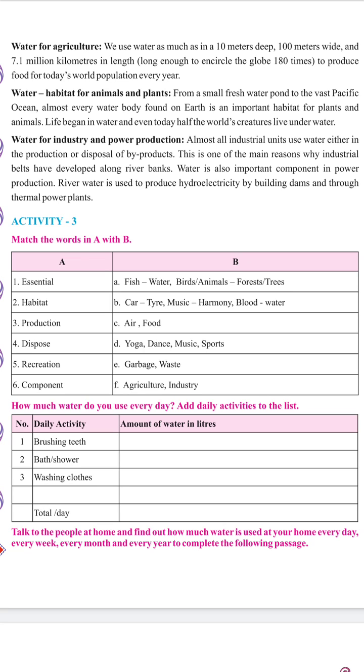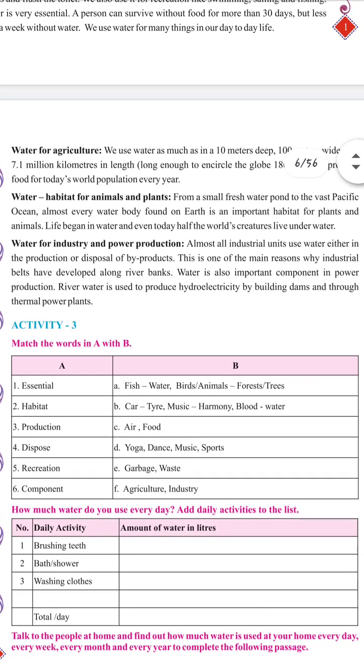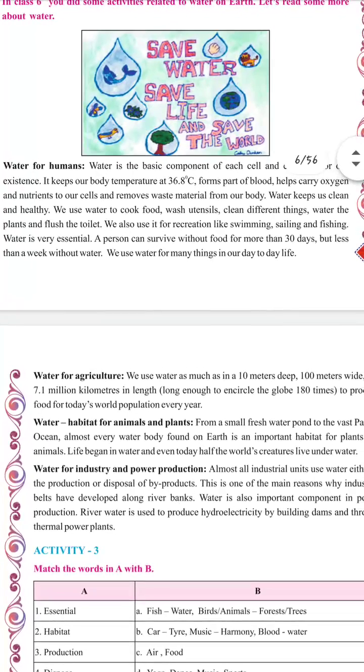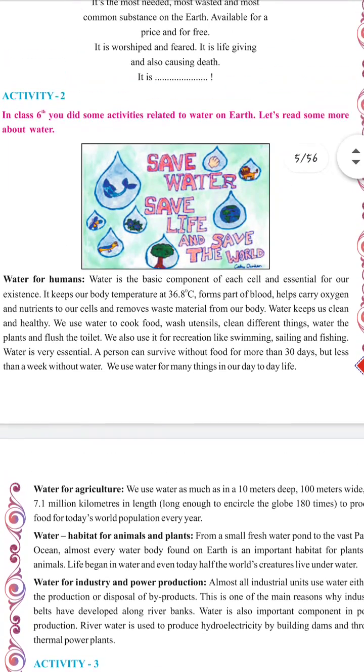So dear students, we have studied here three things: that water is very good for agriculture, and it is one of the basic necessities for human beings also. Water is a habitat for many kinds of animals and plants. Water is used for industries and power production, and human beings also use water a lot. It is very beneficial for human beings. We can survive for about 30 days without food, but we cannot survive more than a week without water. So such an important thing is water for our life.